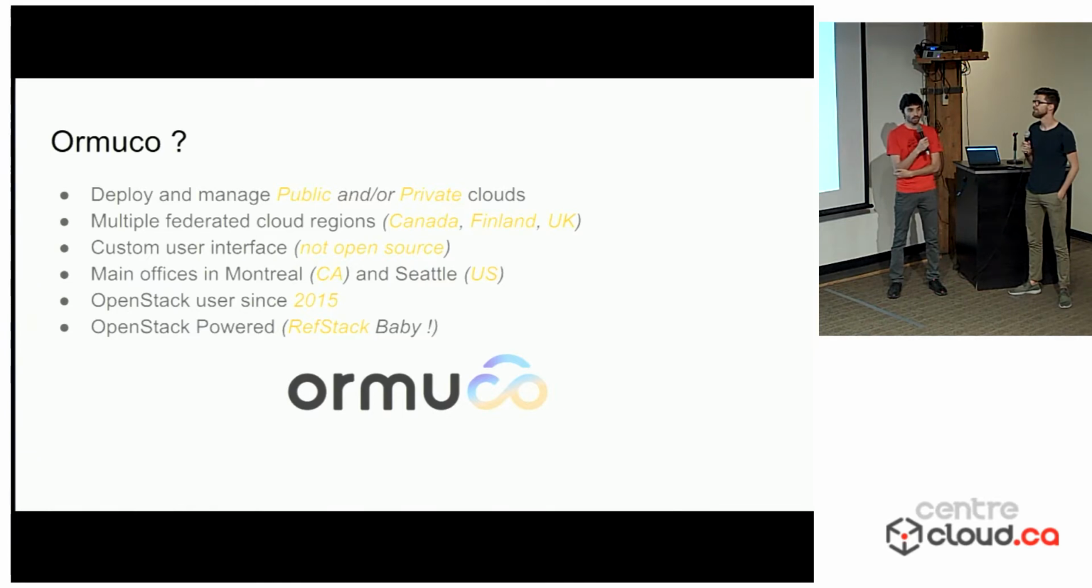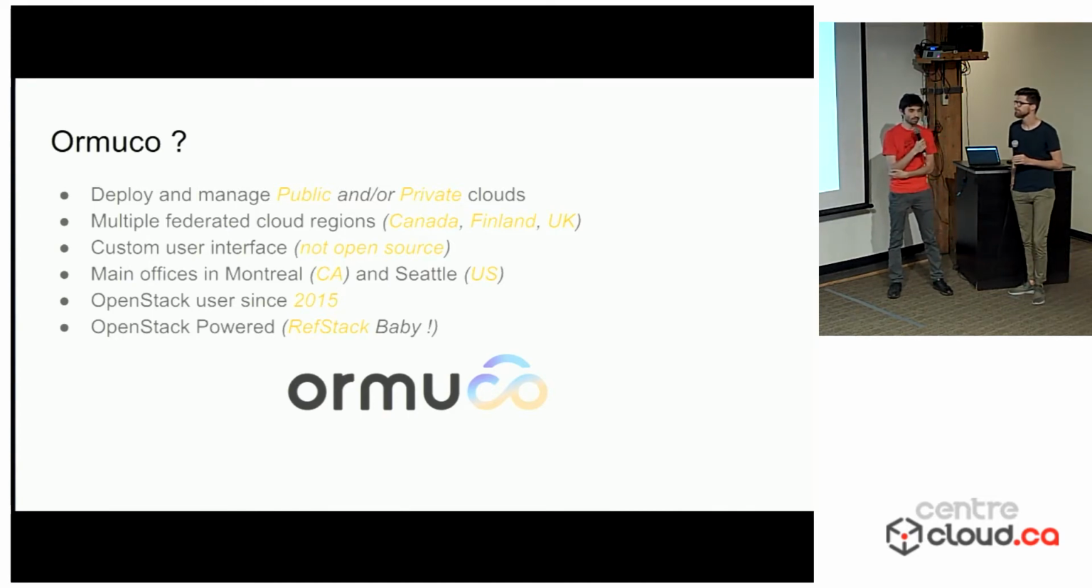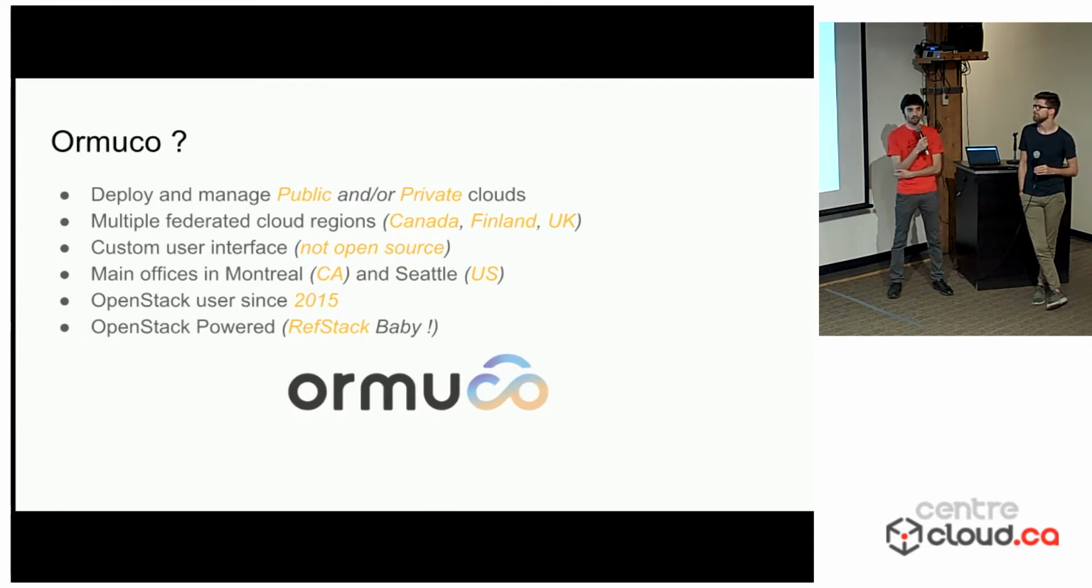So at Ormuco, we deploy and manage public and private clouds. For the public cloud, we have a federated cloud around the world. We also have a custom user interface for the billing and for the federation. We don't use Horizon. We also have 2 main offices: the headquarters in Montreal, and one other office in Seattle. We are using OpenStack in production since 2015, and we are OpenStack Powered with RefStack, so we are API compliant with the foundation.